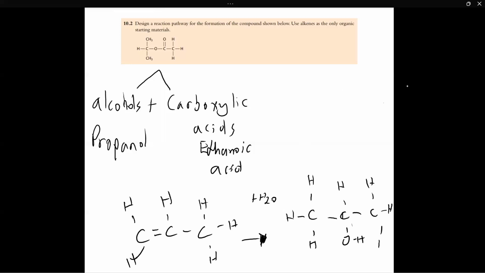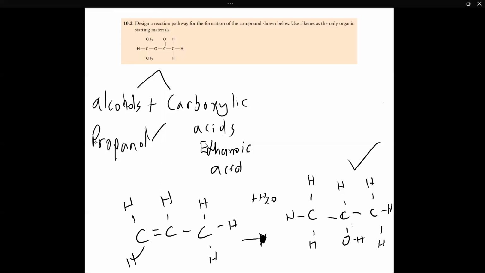So there we go. We have our propanol. So simple, only one step. All we needed to do was hydrate our alkene. We have used an alkene. We've followed all the instructions. And we have got our propanol. So propanol check, we've got one part of our recipe.